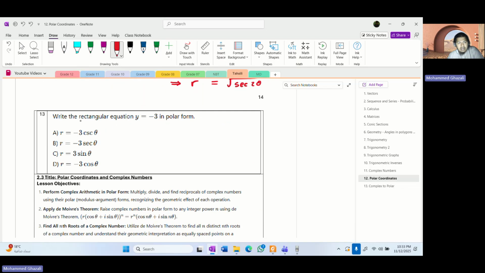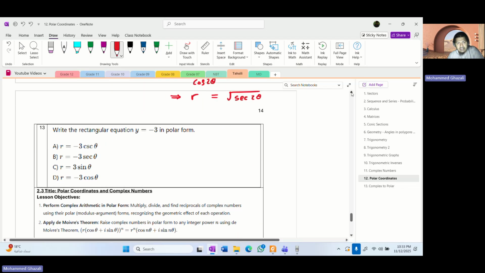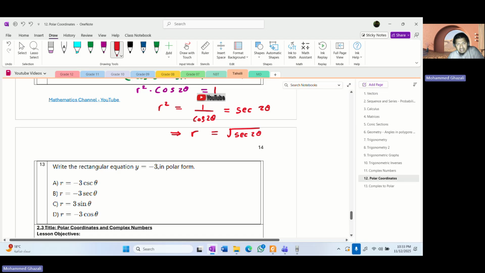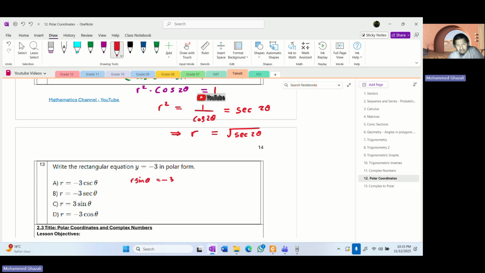Next one. Write the rectangular equation y equals negative 3 in polar form. What is y? Y is r sine theta is equal to negative 3. Solve for r. Negative 3 over sine theta. This is much easier than the previous one. 1 over sine theta is cosec theta. So negative 3 csc theta. Negative 3 csc theta. That's the one.